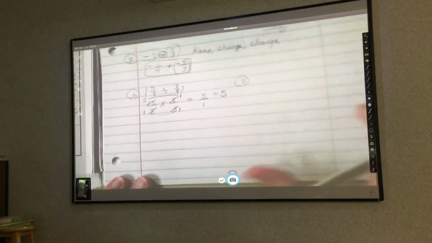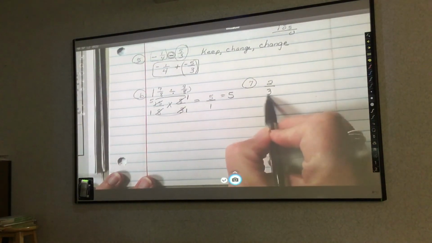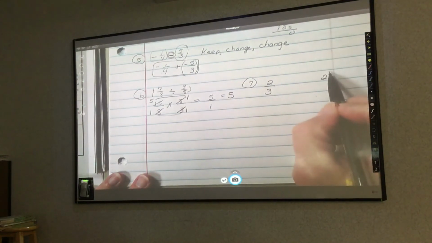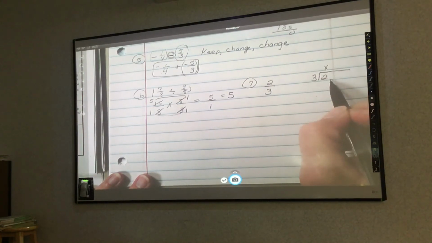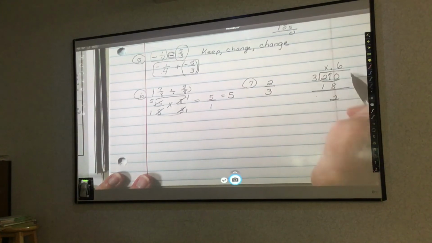Number 7 says to convert 2/3 to a decimal by long division. We're changing it to a decimal, so you need to show 2 divided by 3. 3 doesn't go into 2. So I add the decimal, bring the decimal up and add the 0. 3 goes into 20, 6 times, because 6 times 3 is 18. 2 left, add a 0, bring the 0 down. 3 goes into 20, 6 times. Somebody already said, this is going to just keep repeating.